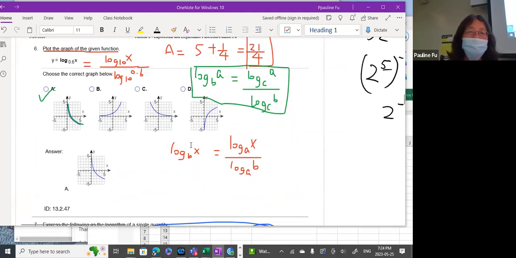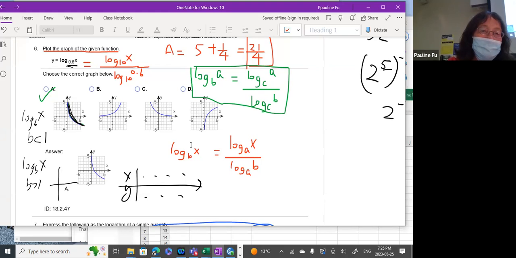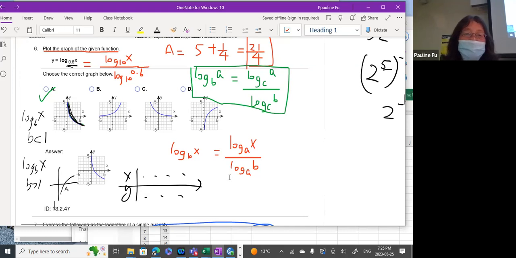Again, question 6 asks you to plot the graph. Again, during the test, you just take some x, take some y, okay, and plot your graph. So the correct answer is this one. So for a logarithm function, if you have the base smaller than one, it is always like this. So for example, log base b of x, when you have b smaller than 1, it is this one. When you have log base b of x, when b is greater than one, it is this one. Questions?